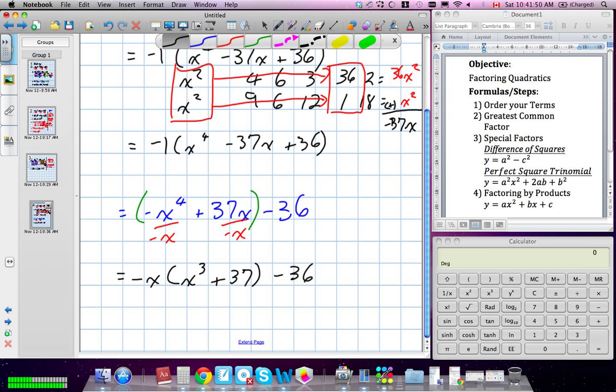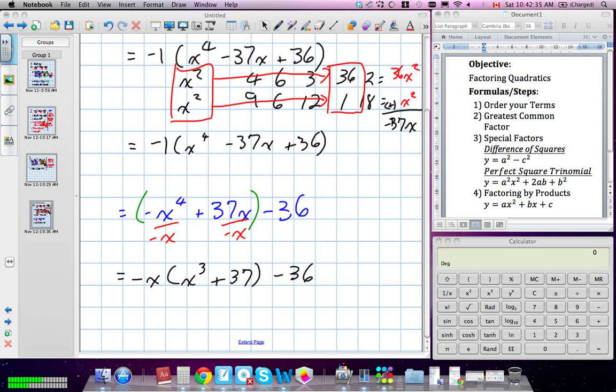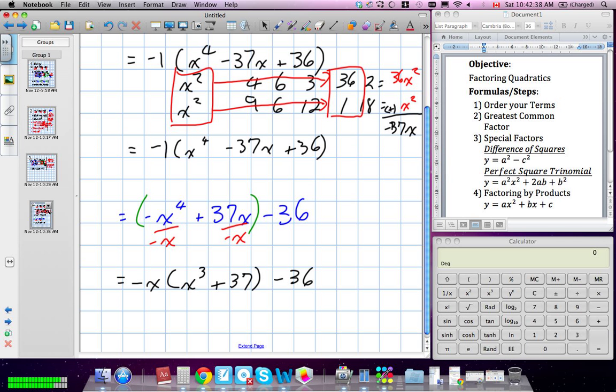Actually, you know what? Sorry, we can't call it x, we'd have to call it a, and then there would be no room for us to go. If I said let a equal x cubed plus 37, well then I would just be left with negative x times a minus 36, and there's nowhere I can go with that, right? So your teacher either goes here or goes here. I would accept the first one. I wouldn't have a problem with that.